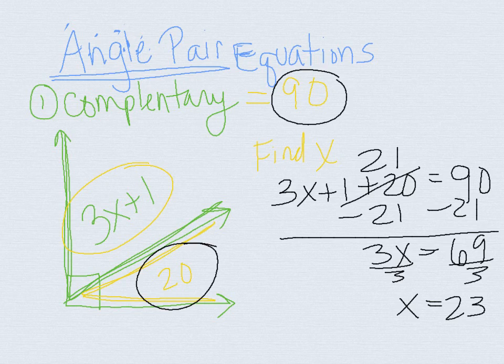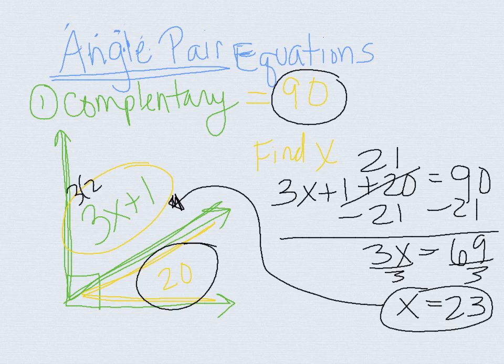Now if you want to verify it, you can always plug it back in. We could plug it into this angle. 3 times 23 plus 1 is going to give you 69 plus 1, which is 70. That makes sense because 70 and 20 add together to be 90. So that's how you would solve a problem if they use the word complementary.